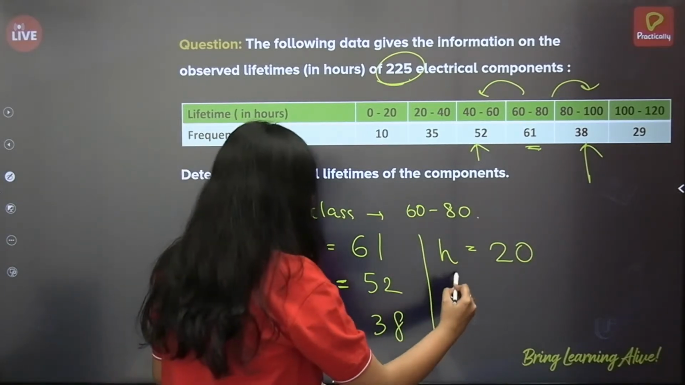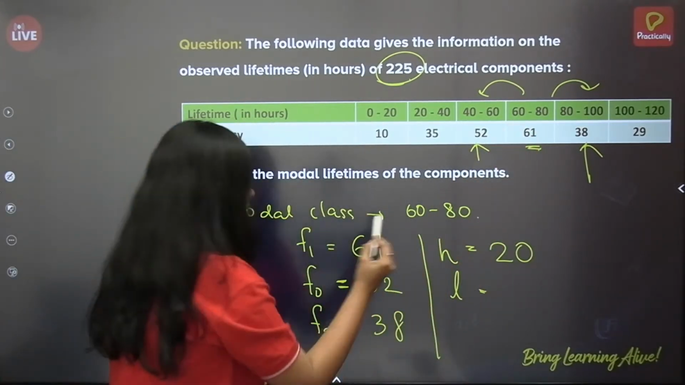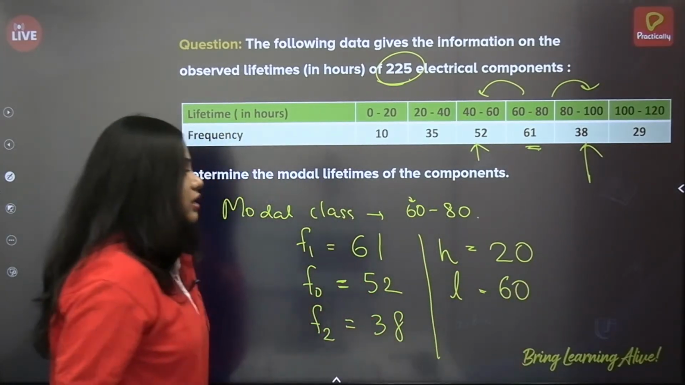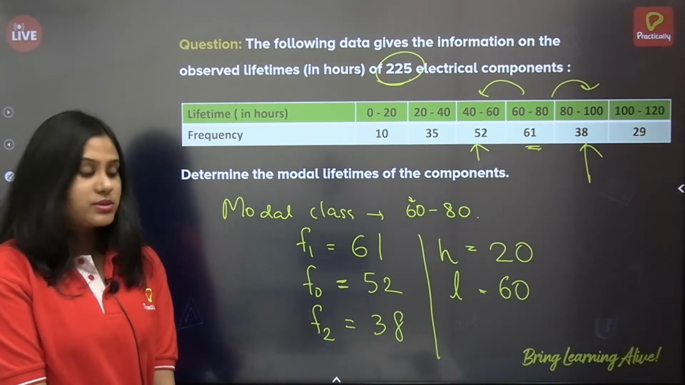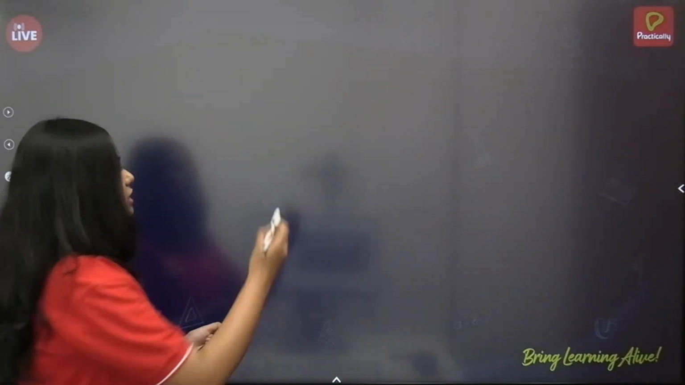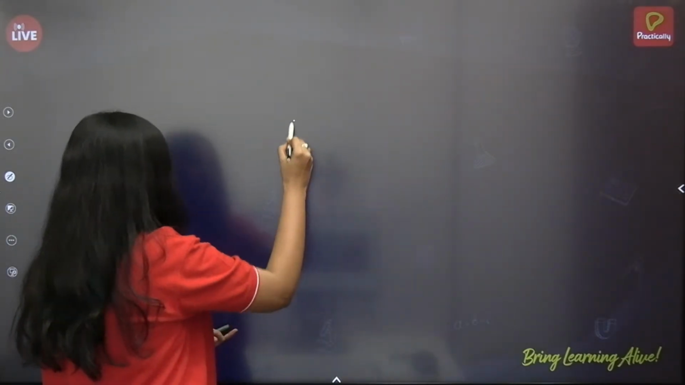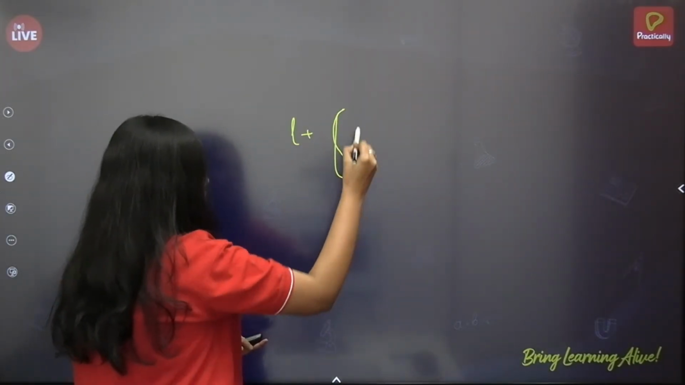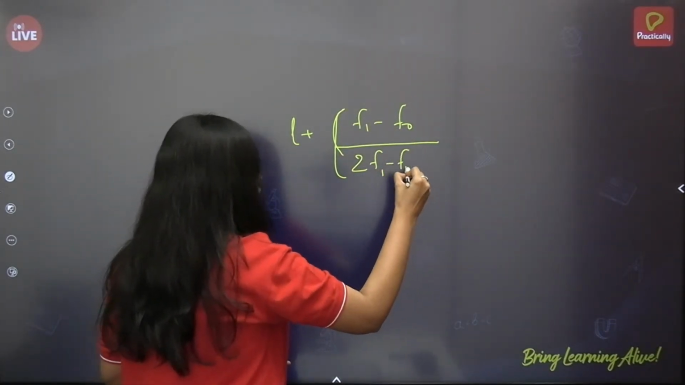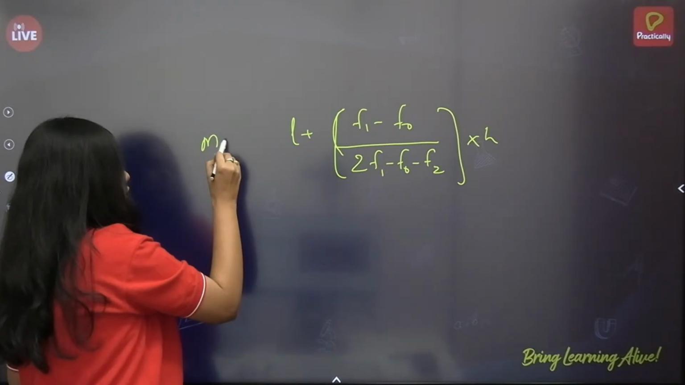Now we are left with L. What is L? Lower limit of the modal class. So the modal class is 60 to 80. What is its lower limit? 60. So L is 60. Now we know all the terms related to the formula for finding the mode. Now just substitute. So here's the formula: L plus (F1 minus F0) by (2F1 minus F0 minus F2) into H. So this is the mode.